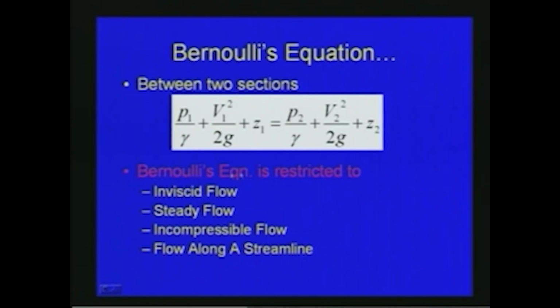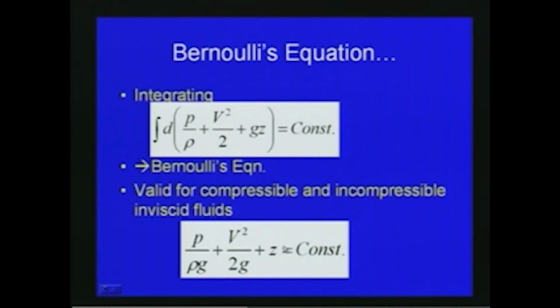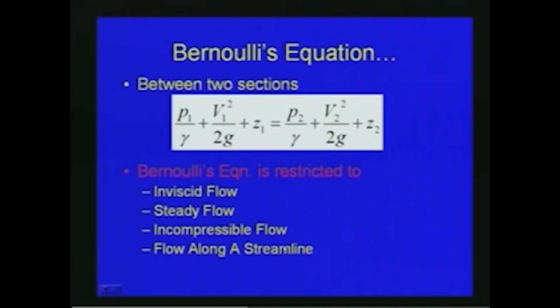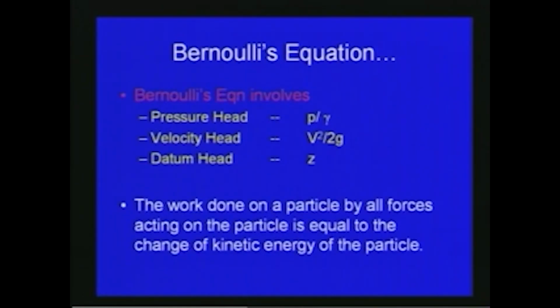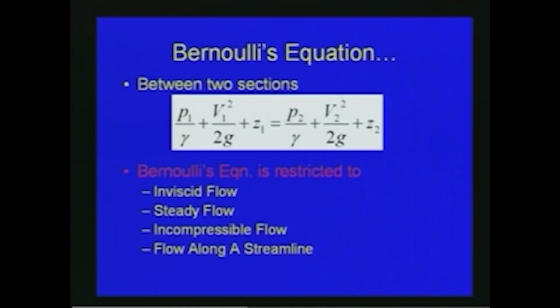Even though we derived the Bernoulli equation earlier in a general form, it is restricted to inviscid or non-viscous flow, and it is in steady state. The general application is for incompressible flow and flow along a streamline. These are some of the restrictions as far as Bernoulli's equation is concerned. The equation is applicable for inviscid flow, since we derived it from Euler's equation, and we considered steady state only. It is generally applicable to incompressible flow, and the equation is derived for flow along a streamline.